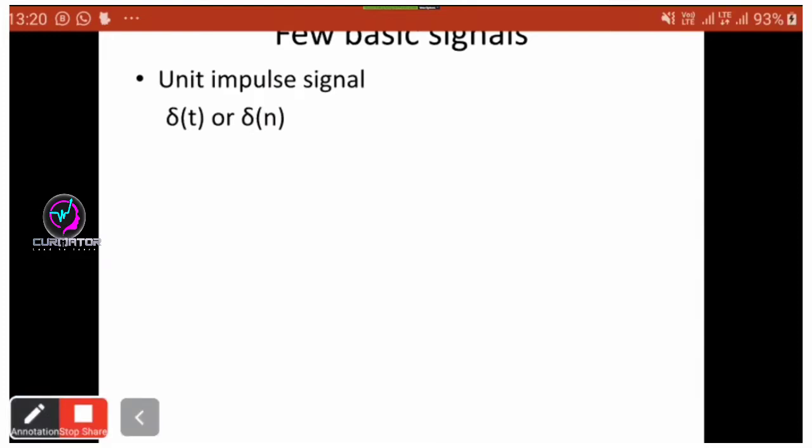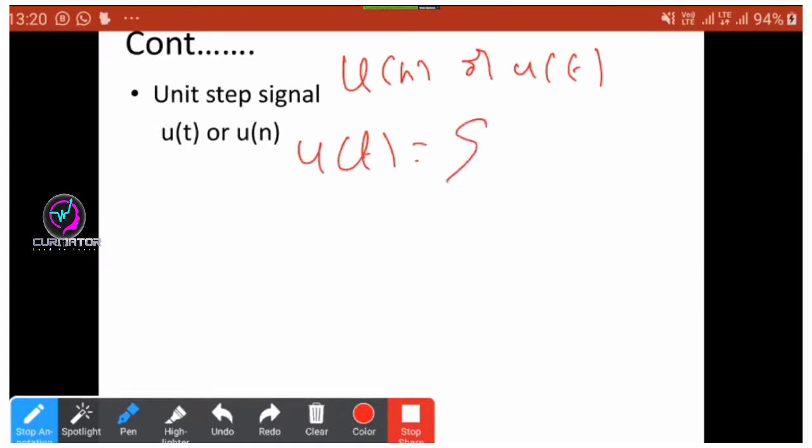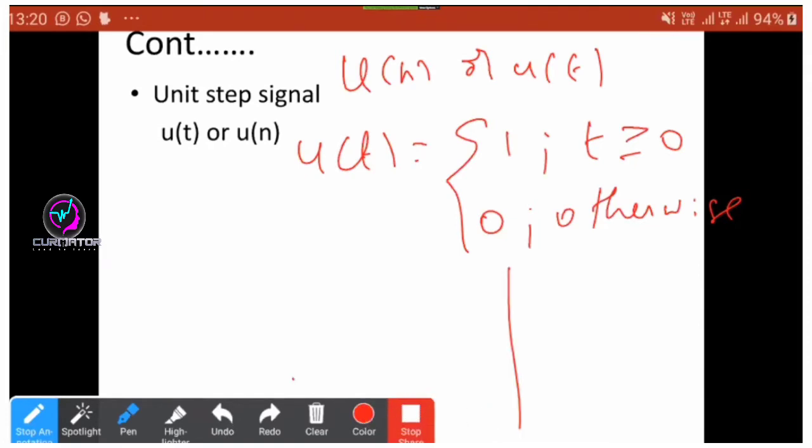Then the next signal model is the unit step signal. The notation of the unit step signal is u of n or u of t. The mathematical definition of u of t or u of n is: u of t equal to 1 for t greater than or equal to 0, 0 otherwise. It means, let me plot a graph for this.